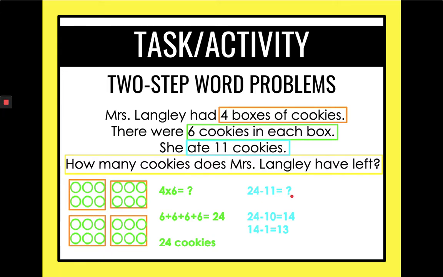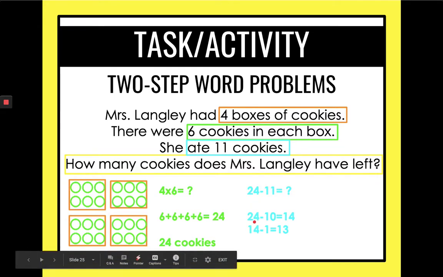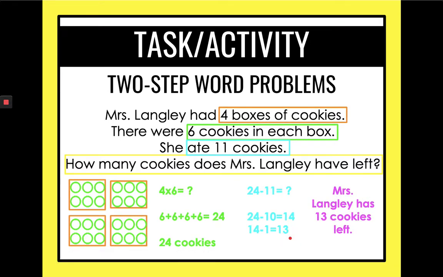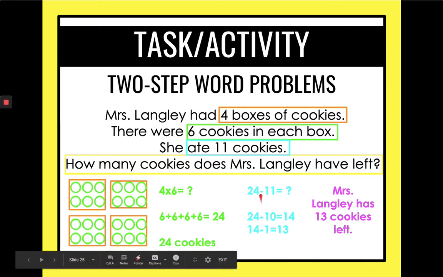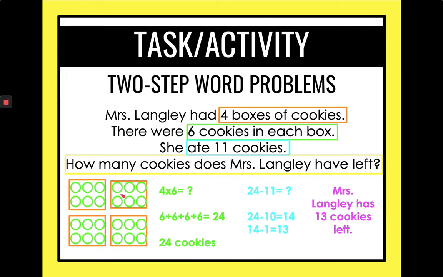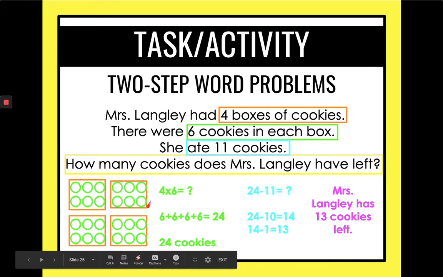Well, if I wasn't sure what 24 minus 11 was, there's a couple ways I could solve for that. One of them is that I know 11 is just 10 and 1. So I could say, okay, 24 minus the 10 is 14, and then take another 1 from that and get 13. So I know that Miss Langley has 13 cookies left. Another way I could do that is I could simply cross these out. I could say 6, 7, 8, 9, 10, 11, and then I could see that I have 12, 13 cookies left if I cross out the cookies that I ate.